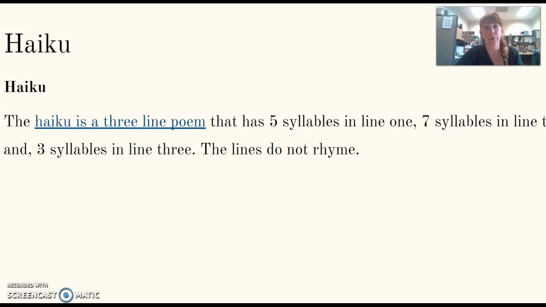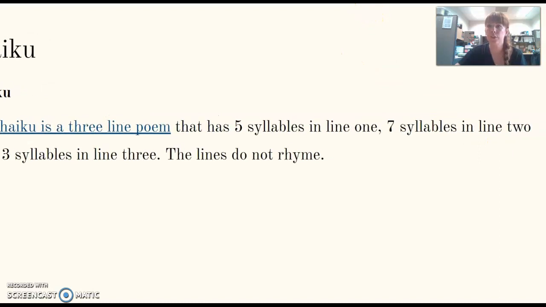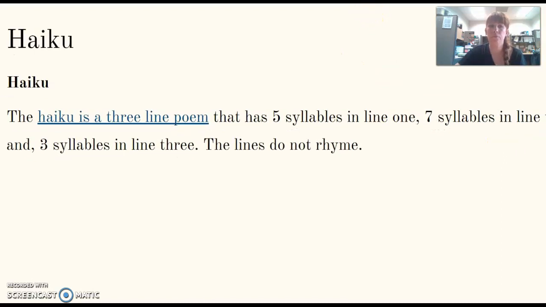A haiku is a 3-line poem that has 5 syllables in line 1, 7 syllables in line 2. Let me move the screen to show you that. And 5 syllables in line 3. The lines do not rhyme.